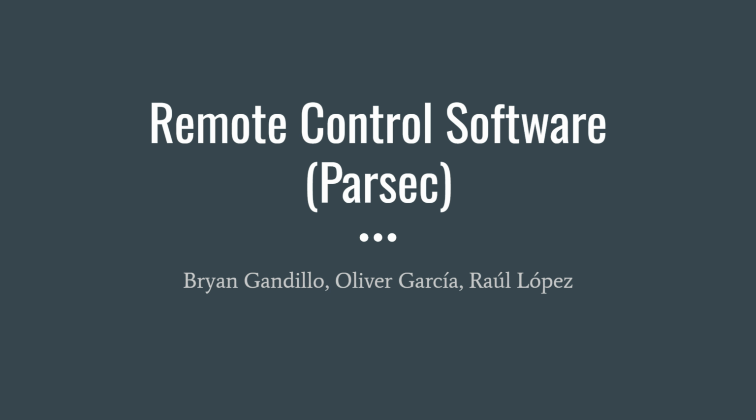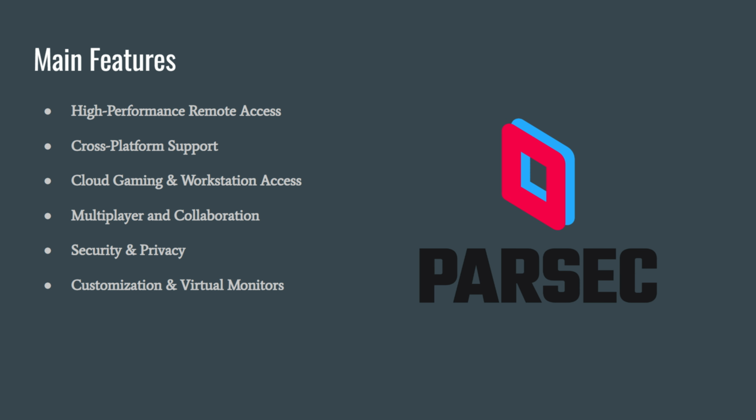Now we will talk about Parsec specifically, its features and how it works. The software offers high-performance remote access with low-latency 60 FPS streaming, hardware-accelerated encoding, and peer-to-peer networking.